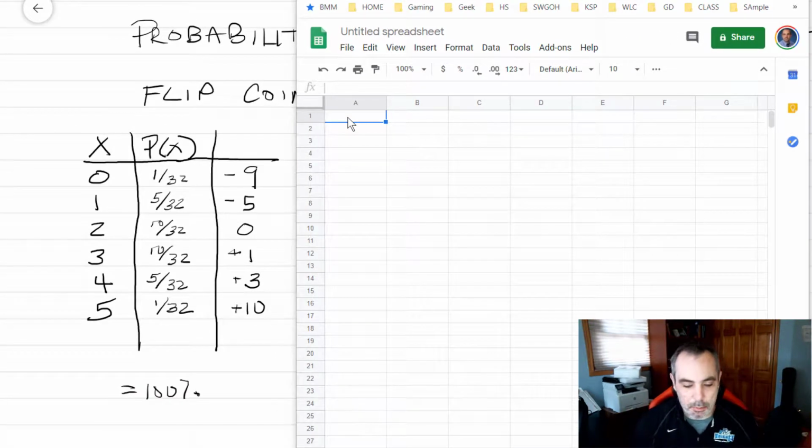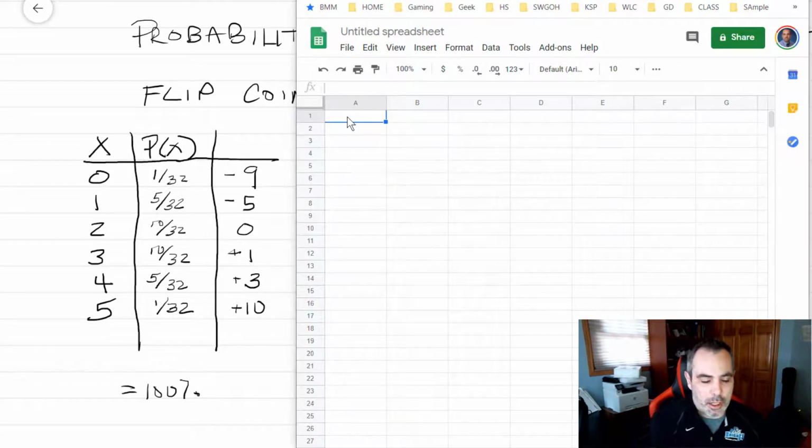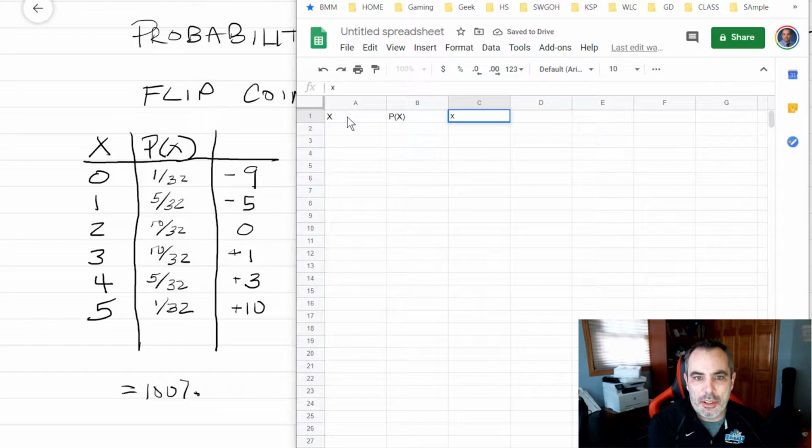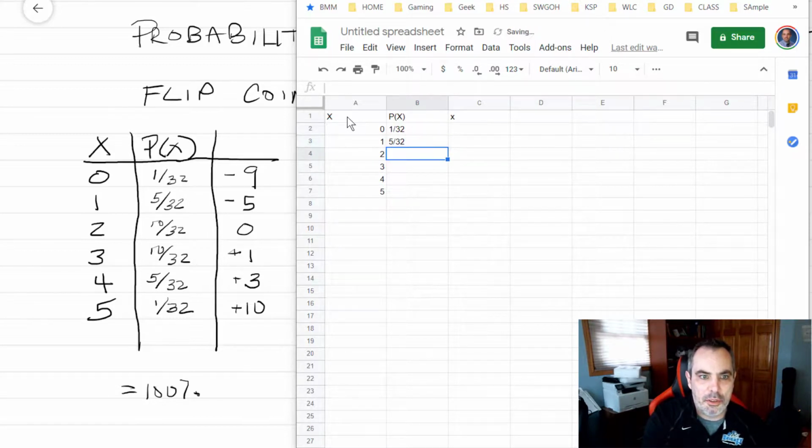All right, so I've got my Excel spreadsheet here. I'm going to fill out the things that I have already for a couple of reasons. But here's X, here's the probability of X. Then I'm going to put the value of X. I'm going to use a lowercase x for this. You could just label it however you want, but I had 0, 1, 2, 3, 4, 5. And then for the probabilities, I had 1 out of 32, 5 out of 32, 10 out of 32, 5 out of 32, and 1 out of 32.